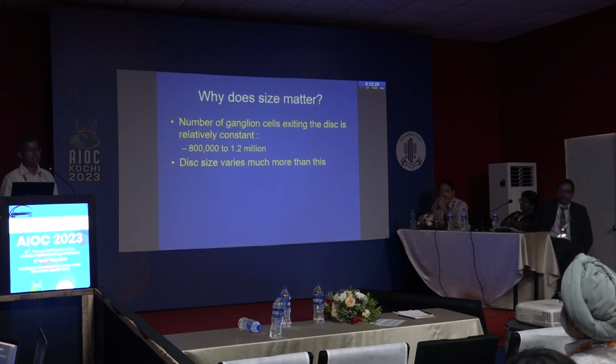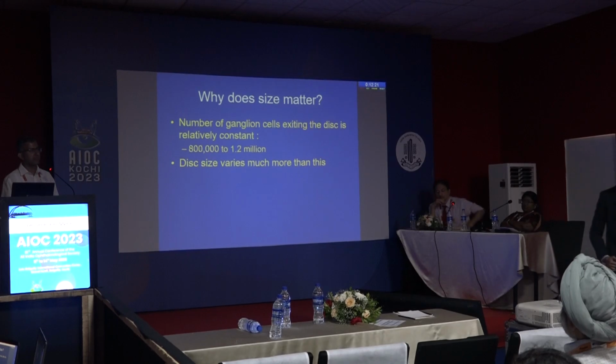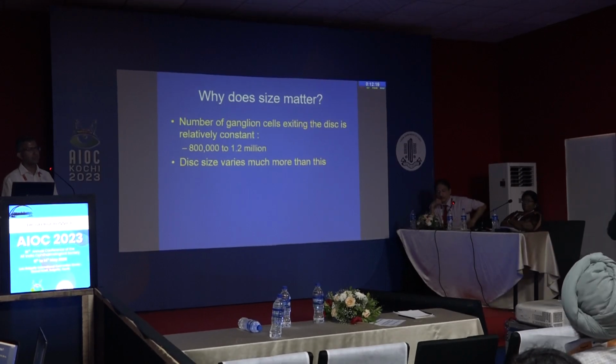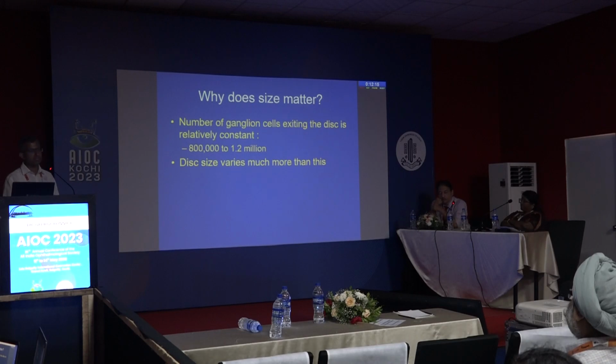So why does disc size matter? The reason is that the number of retinal ganglion cells in an eye remains relatively constant. It's between 800,000 and 1.2 million. The optic disc size varies much, much more than this.